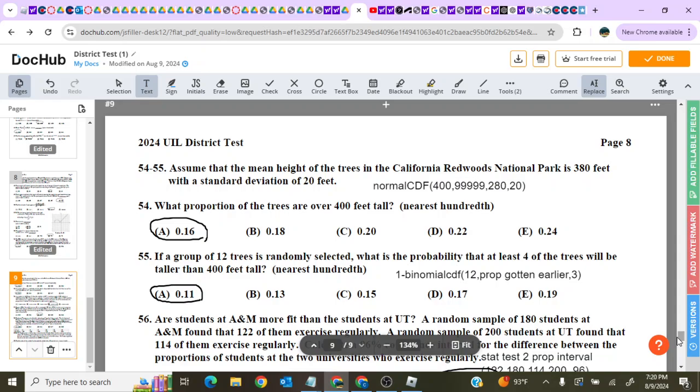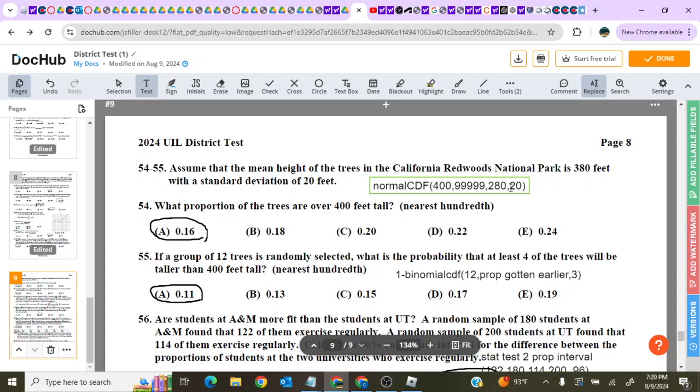It has to be 400 or greater, so the lower bound is 400. The upper bound is infinity. Your mean is 380 and your standard deviation is 20. You get a proportion of 0.16.